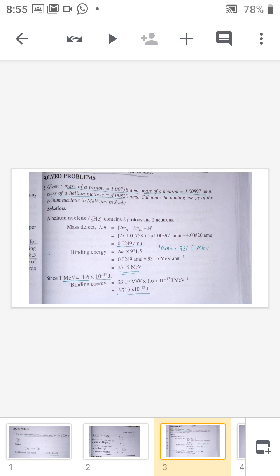We also have to convert the binding energy into joules. The relation is 1 million electron volt equals 1.6 into 10 to the power minus 13 joules. So we multiply the above quantity by 1.6 into 10 to the power minus 13, and we get the binding energy as 3.710 into 10 to the power minus 12 joules. Now we are moving into the third question.